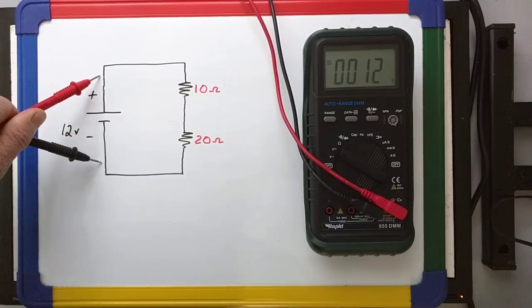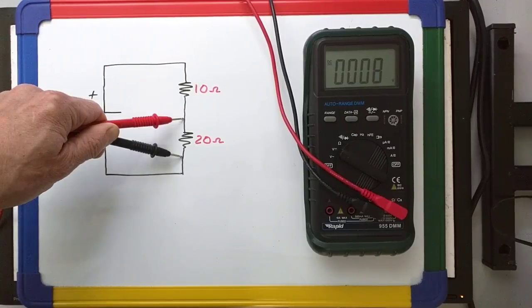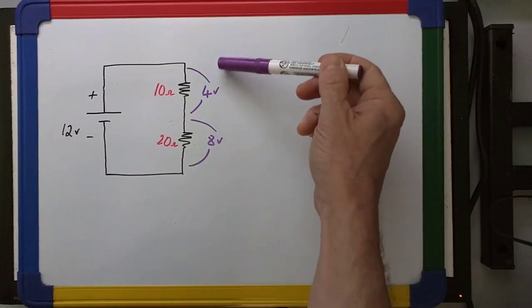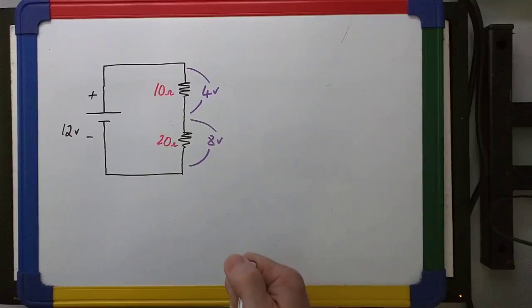If we place it across the battery, it's going to read 12 because it's a 12 volt battery. But if we now place it across the top resistor, we read 4. Across the bottom resistor, we read 8. So let's draw those on. Across this top resistor, we read 4 volts. Across the bottom resistor, 8 volts.